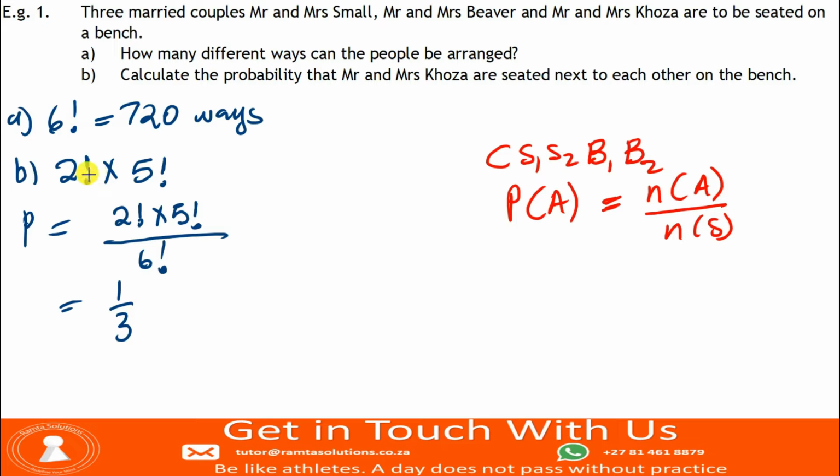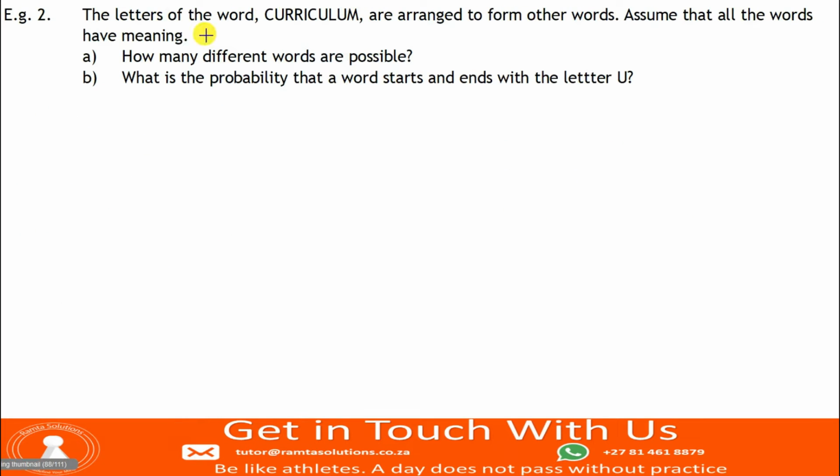All right. Now, moving on to the next example. The letters of the word curriculum are arranged to form other words. Assume that all the words have a meaning. Okay, that's okay. Now, how many different words are possible? This question, when you look at it, how many different words are possible?